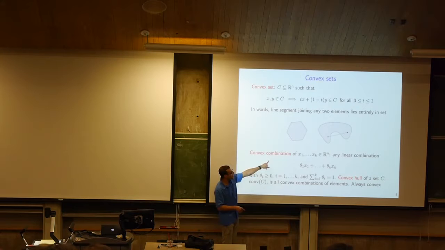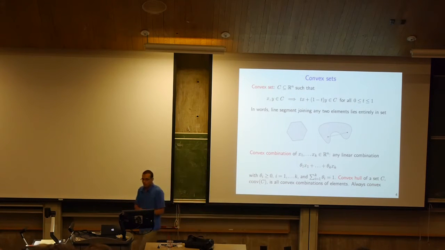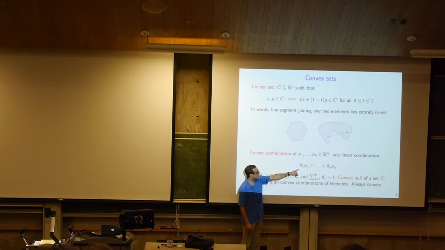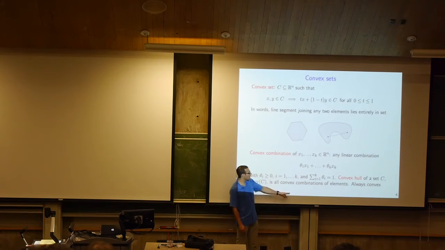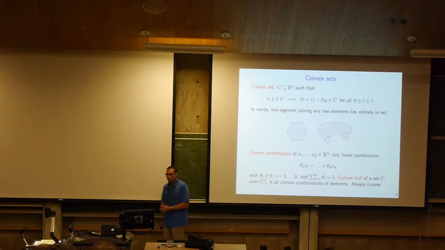Let's introduce some terminology. A convex combination of points. So if you give me any number of points, here I have x1 through xk. A convex combination is any linear combination of this form, where I have weights theta i. So this is the sum of theta i xi. But these weights have a special property. They're all non-negative and they sum to 1.